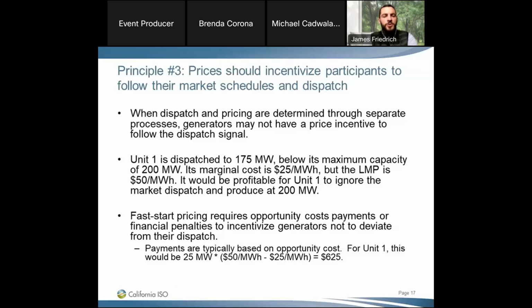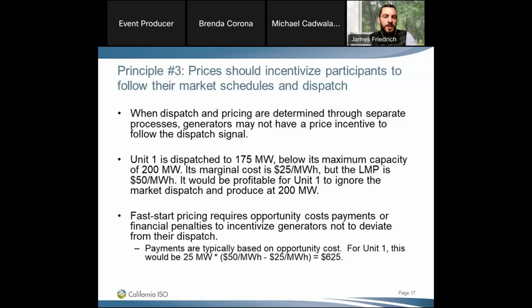Unit 1 is dispatched to 175 megawatts, which is below its maximum capacity of 200 megawatts. Its marginal cost is $25 per megawatt hour, but the LMP is set by Unit 2 at $50 per megawatt hour. So it would be profitable for Unit 1, in this case, to ignore the market dispatch and produce at 200 megawatts because it can earn $25 per megawatt hour by not producing at 175, but instead producing at 200. So that's obviously an outcome that we would want to avoid through our pricing.